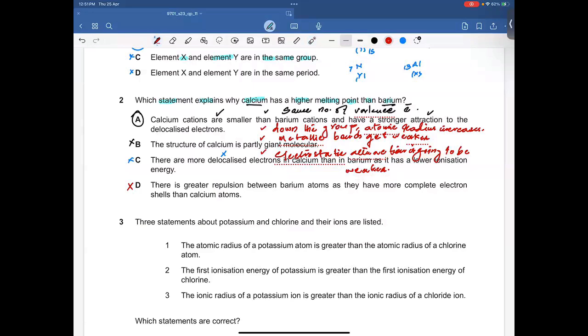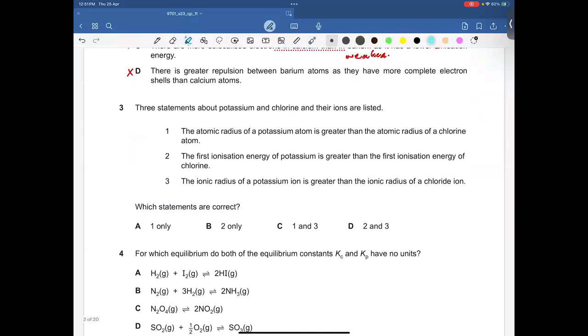The right answer is A. Let's talk about question number 3. Three statements about potassium and chlorine and their ions are listed.